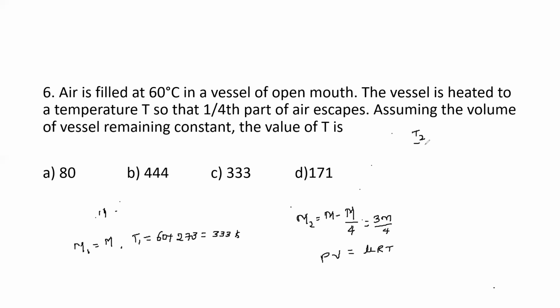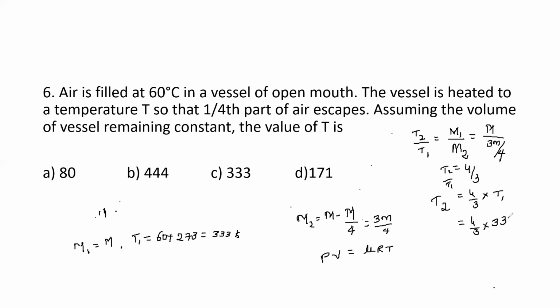As in the previous numerical formula, T1 by T2 is equal to M1 divided by M2. So M1 mass is M, and M2 mass we have calculated as 3M divided by 4. If I simplify this, it becomes 4 divided by 3. That is T2 by T1 is equal to 4 by 3. Therefore, T2 is equal to 4 by 3 into T1. T1 value is 333. So 3 ones are 3, 111, that is nothing but 444 Kelvin.